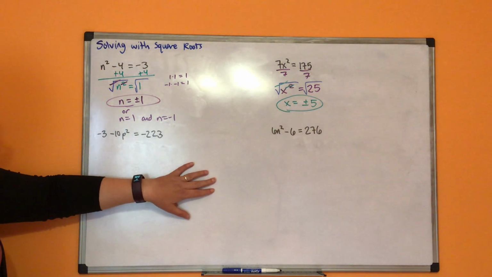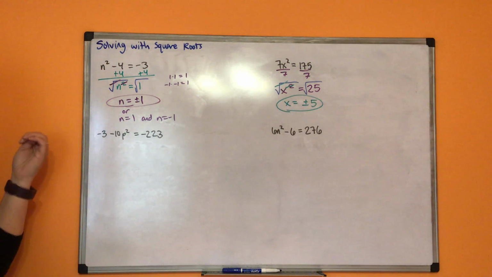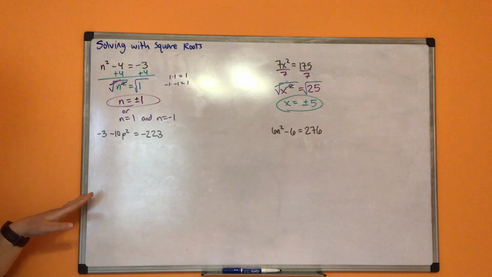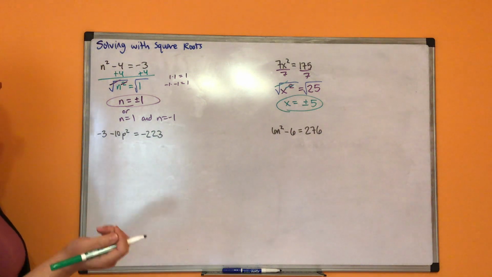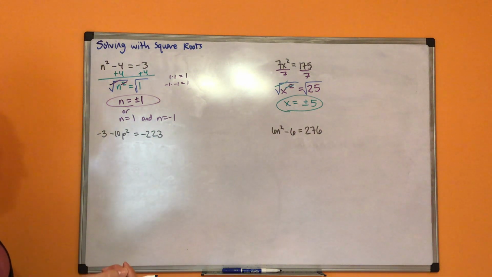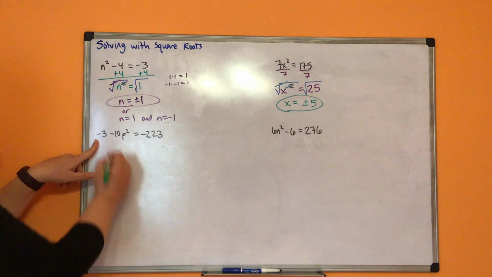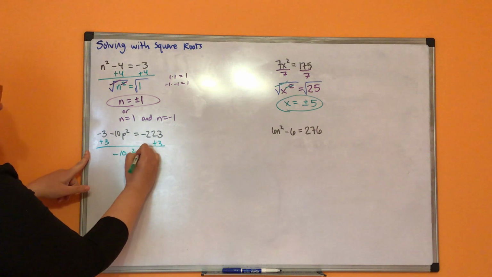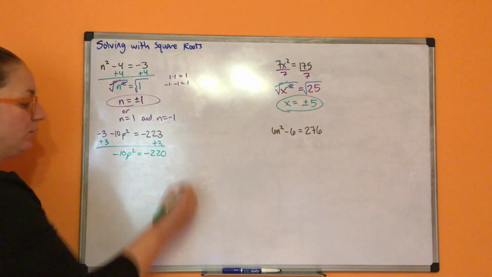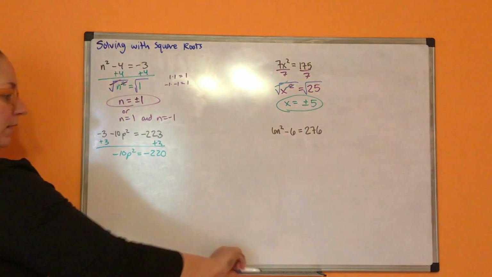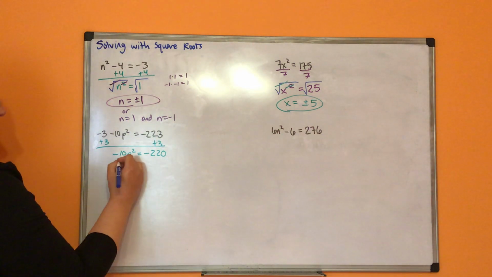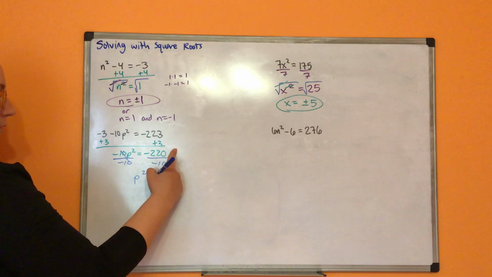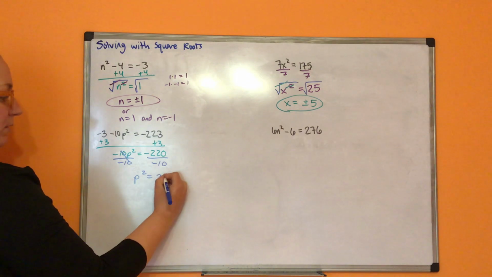These two will also work with the square root method, but there's going to be slightly more work because there's a little bit more steps involved to get x squared or whatever it is by itself first. As usual with solving equations, we undo addition or subtraction first. This minus 3, I undo by adding 3 to both sides. When I do that over here, I get negative 220. Now to undo this negative 10 in front of p squared, I divide by negative 10. Negative 220 divided by negative 10 is positive 22.